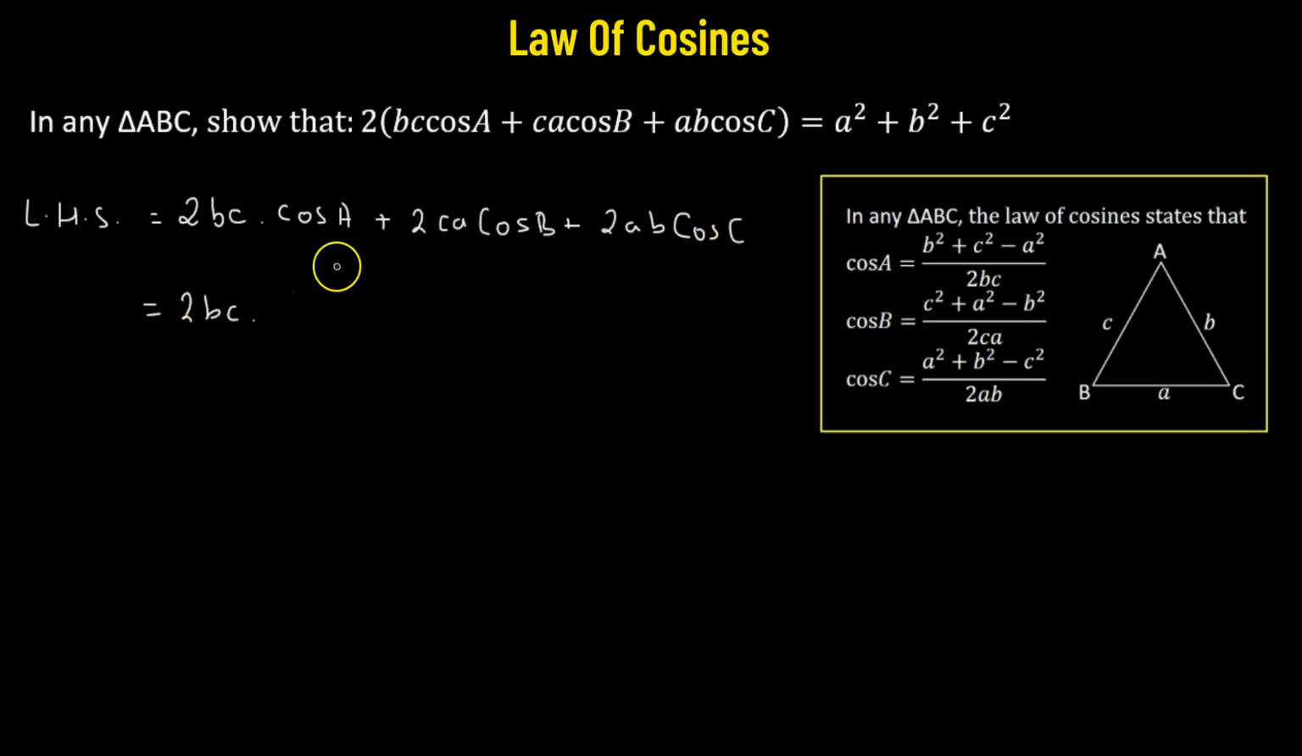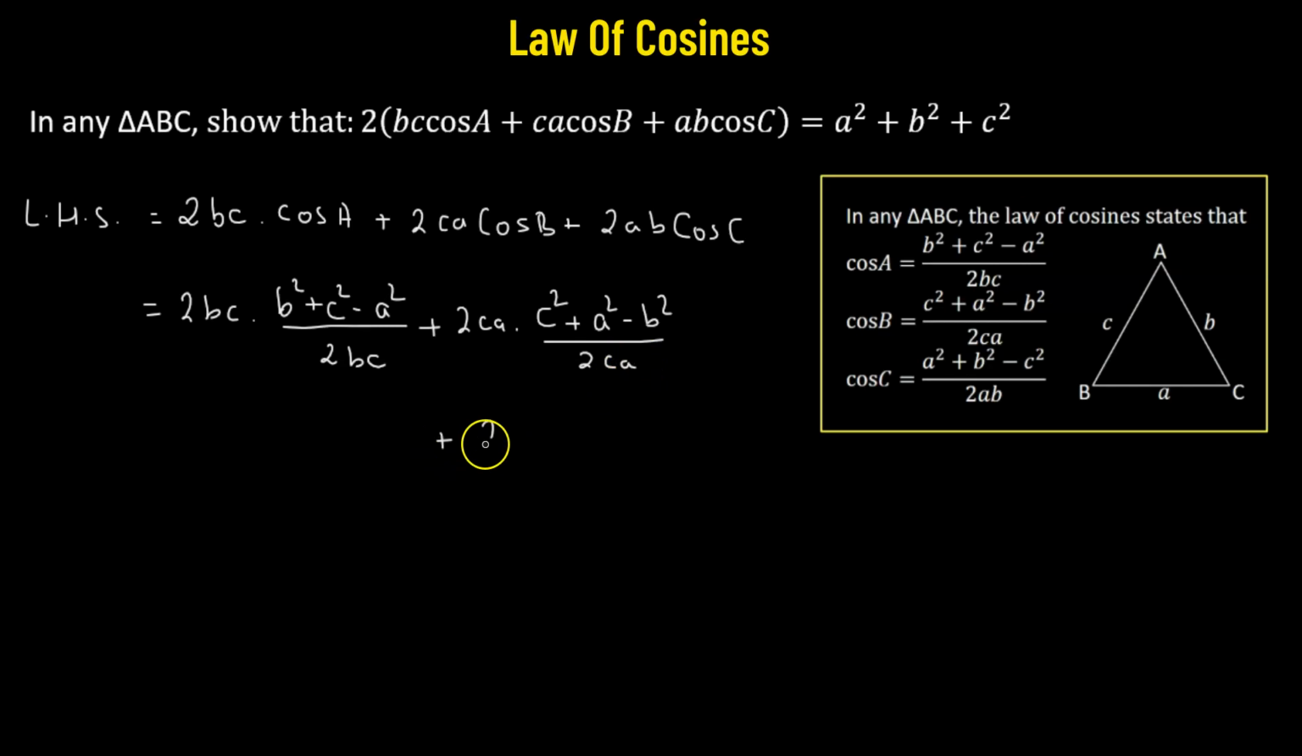BC multiplied by cosine of A. The cosine of A will be replaced with b squared plus c squared minus a squared divided by 2BC, plus 2 times CA multiplied by cosine of B. So that will be c squared plus a squared minus b squared divided by 2CA, plus 2 times AB multiplied by cosine of C. So that will be a squared plus b squared minus c squared divided by 2AB.